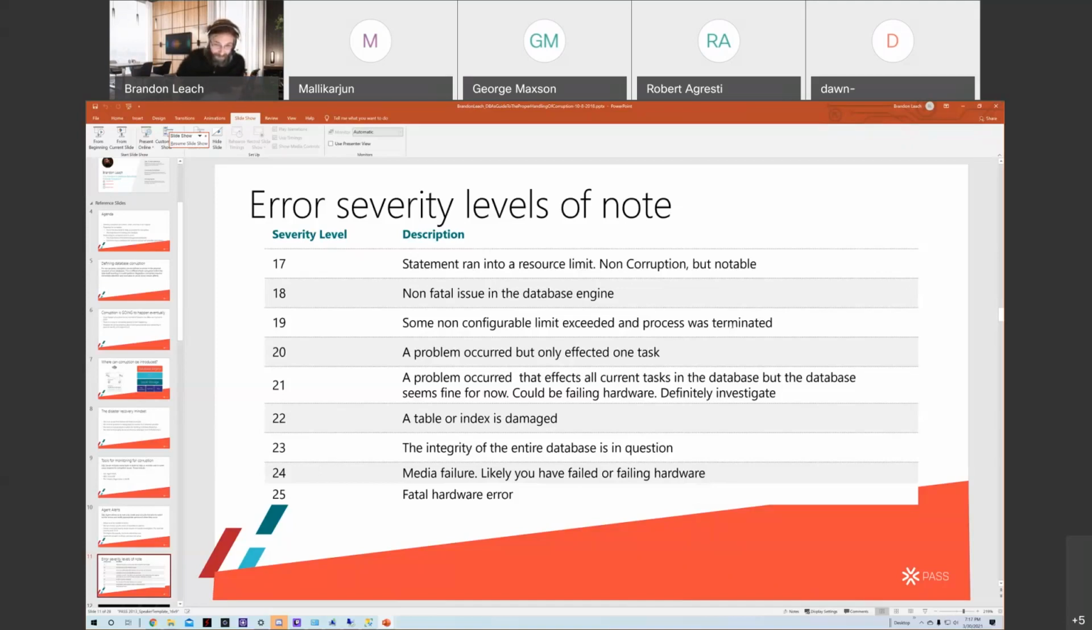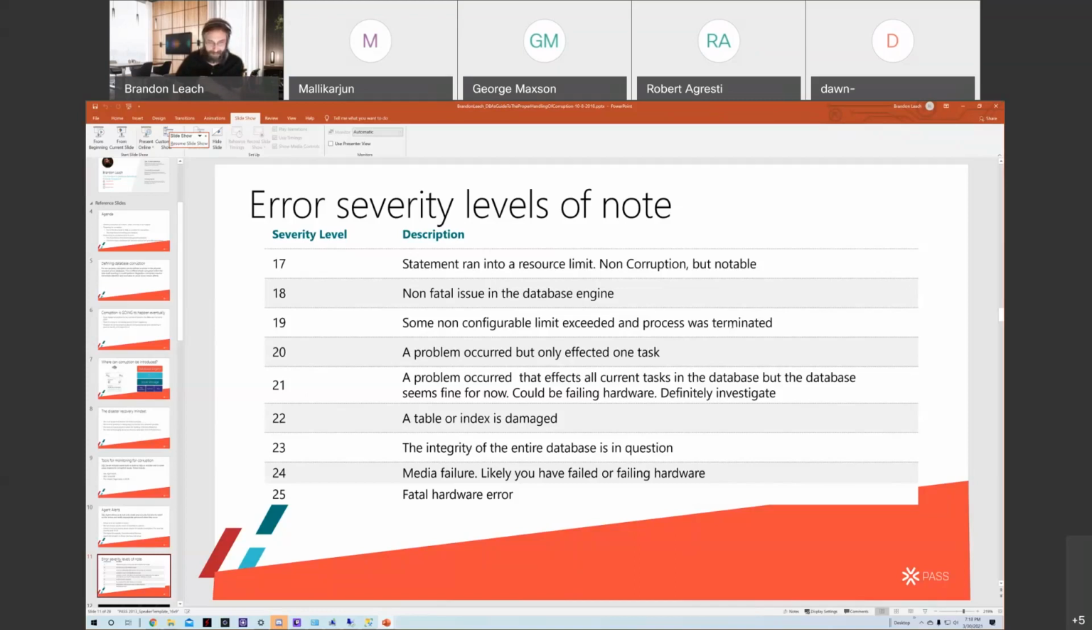23 is even worse. That's SQL Server thinking that some of the system level objects, like the PFS structure or an IAM chain or something like that, are damaged. And that can be scary because that can be lots of lost data. 24, you almost definitely have failing hardware or it's about to fail. Be aware of that. Absolutely forward that to whomever needs it, whether it's storage or networking or whomever. Get that hardware replaced.